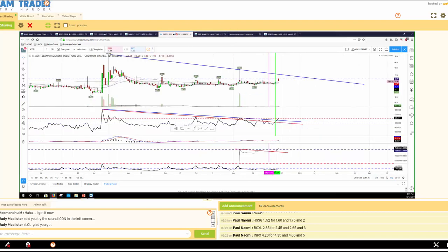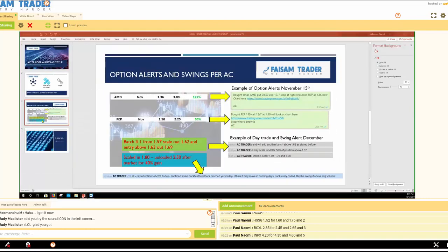And I think there was another alert I mentioned pre-market to all. Pay attention to MTSL today. I noticed some backtest feedback on chart yesterday. I think it may move in coming days. Actually move the same day, looks very coiled, maybe swing if above average volume.